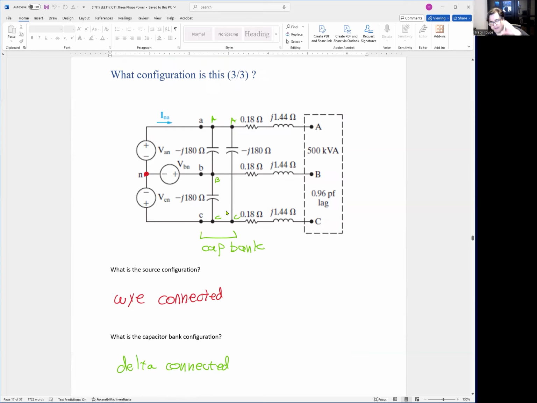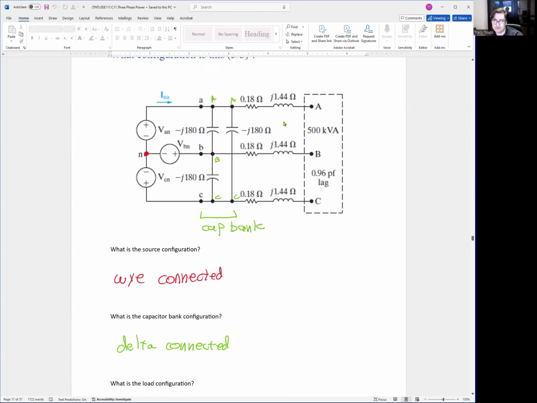Just figure out where the two points are. This capacitor is connected A to B. The second capacitor is connected B to C. The third capacitor is connected C to A. There is no neutral here, and each device is connected between phases, so we can surmise this is a delta connected load. Now, this doesn't look anything like a delta on paper, but just from looking at terminals, we can know it's a delta connected load.